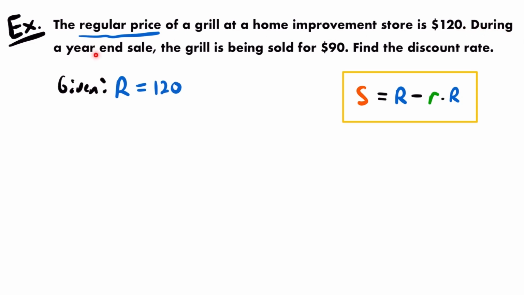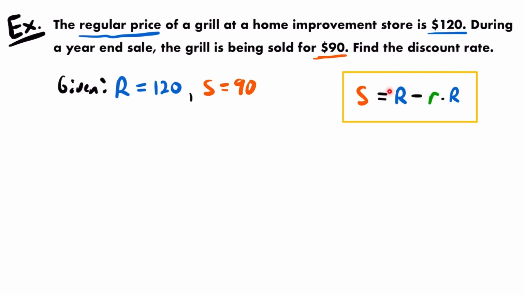And then during a year-end sale, the grill is being sold for $90. That is the sale price. So the $120 was the regular price, but the $90 is the sale price. So we know that the regular price is 120 and S is 90. And what we don't know is the discount rate R. That's what we want to find here, right? The problem tells us to find the discount rate.